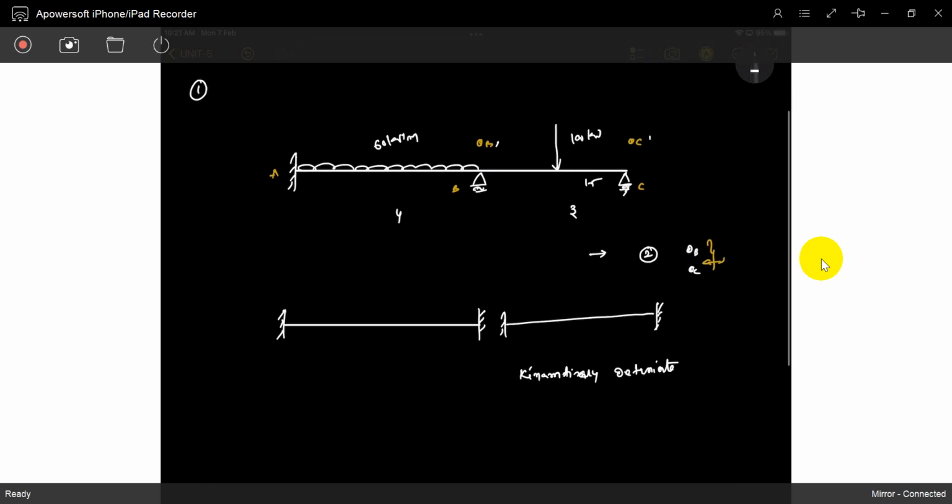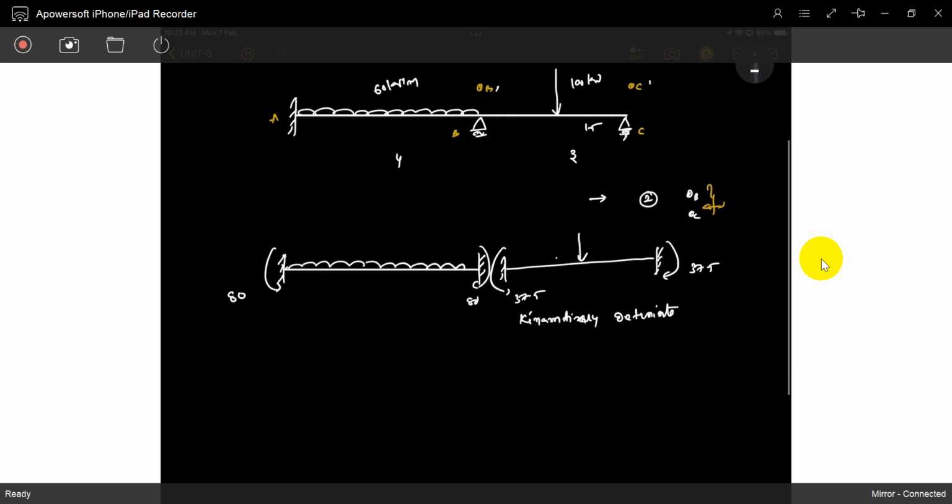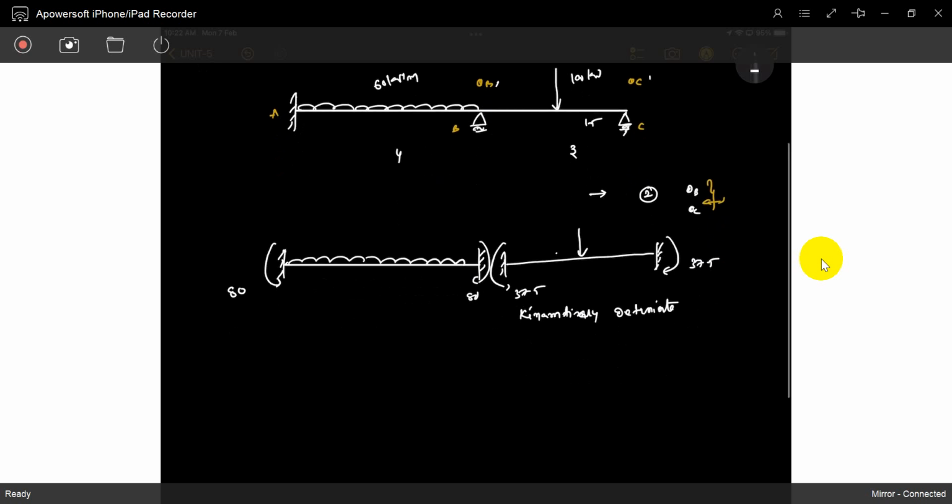You already know what those are. This value is 80. This is also 80. This is 37.5. This is 37.5. We already decided. So clockwise, anti-clockwise, you can decide it. Anti-clockwise taken as positive, otherwise clockwise taken as negative. Okay, so that's it. Kinematically determinate. Now we can see.